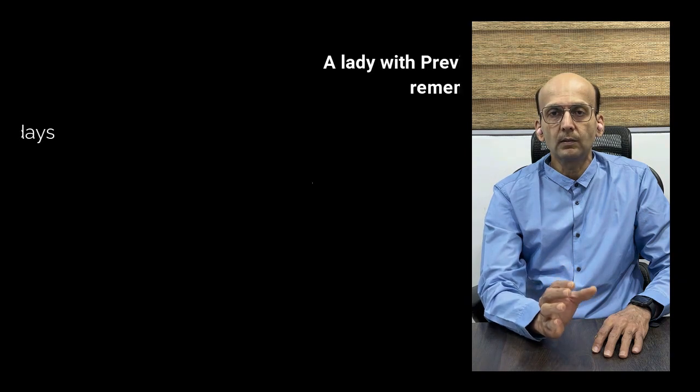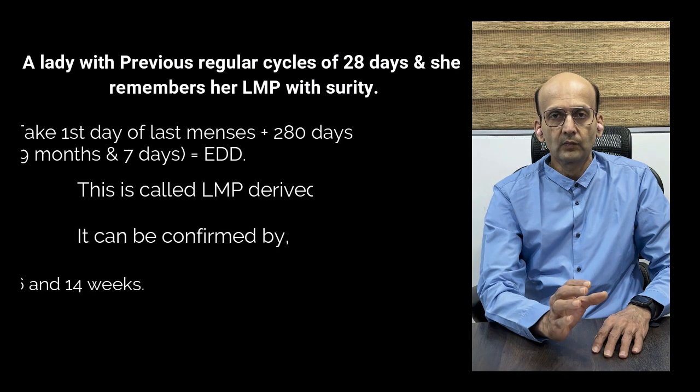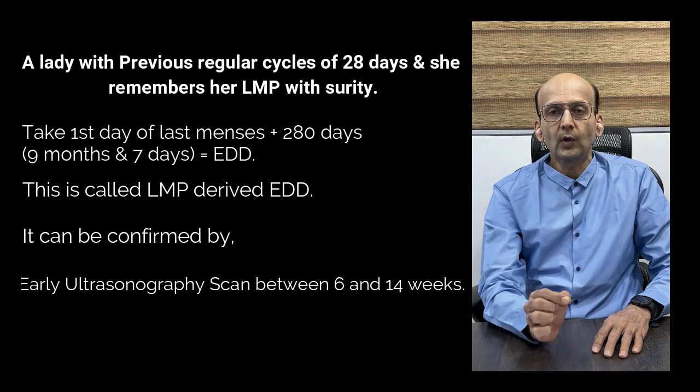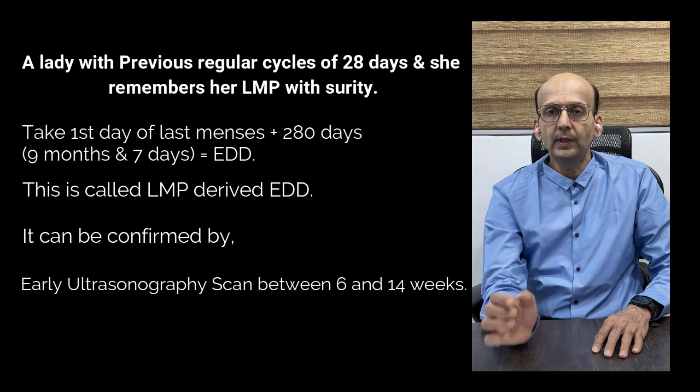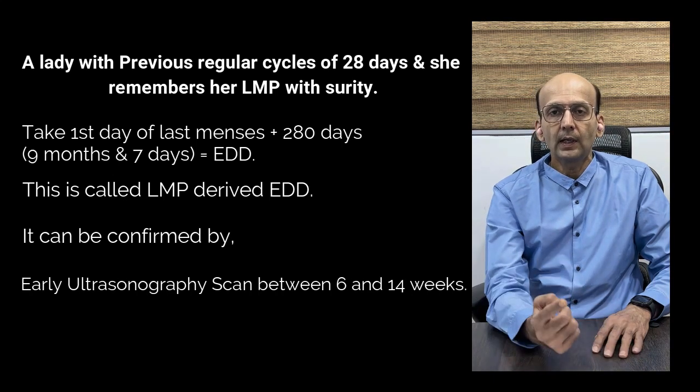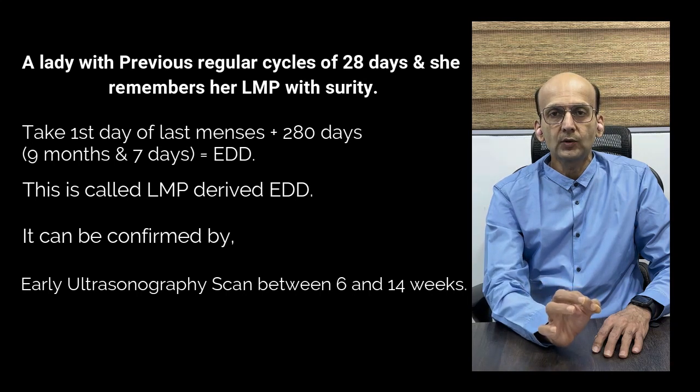So friends, let us talk about this puzzle today and let us find out some solutions and clear our doubts. For simplicity, let us consider 4 different groups. First, a lady who was having previously regular menstrual cycles of 28 days. This is the most suitable case for calculating LMP derived EDD. Take her LMP, add 280 days to it, you get the EDD.